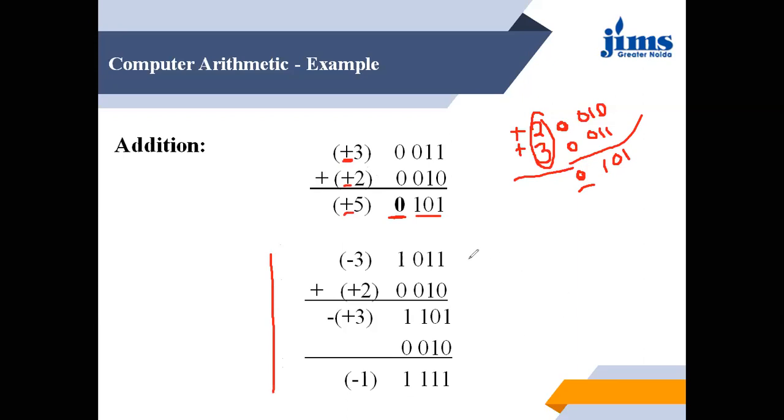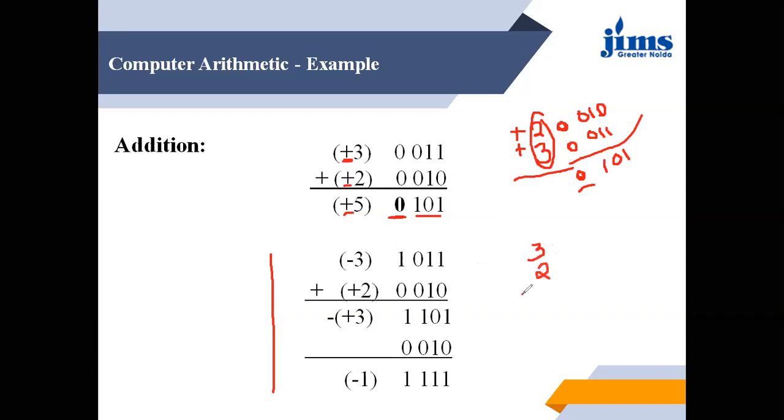So over here, first number is minus 3 and second number is plus 2. It means both the numbers have different sign, so this concept will not work over here. We have to check the magnitude of these two numbers first. So magnitude of first one is 3 and magnitude of second one is 2.